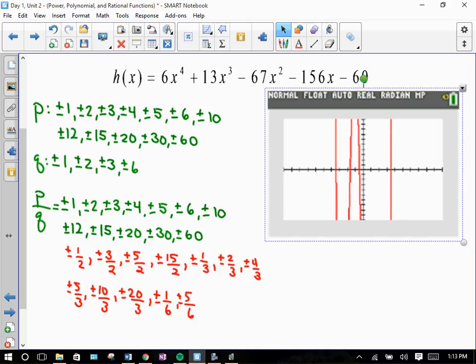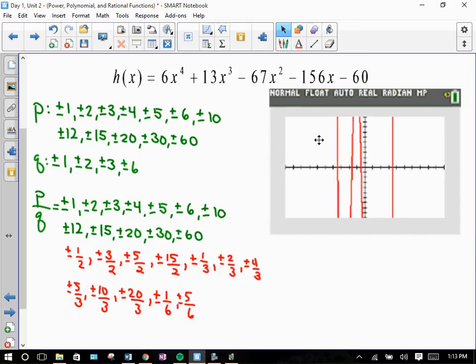If I look at this, what I see is that it appears that I have some zeros. I have a zero right here that's somewhere between -3 and -4. It's not -3, and it's not -4, somewhere in between. I have one that's between -1 and -2. I have one that's between 0 and -1, and I have one that's between 3 and 4.